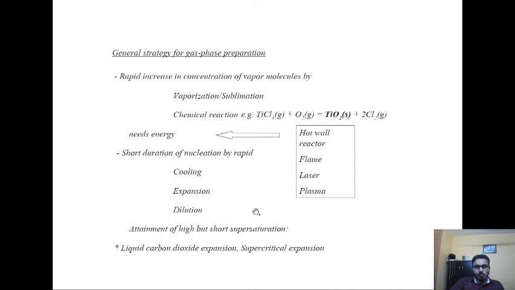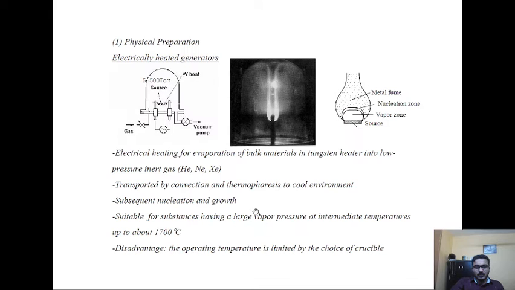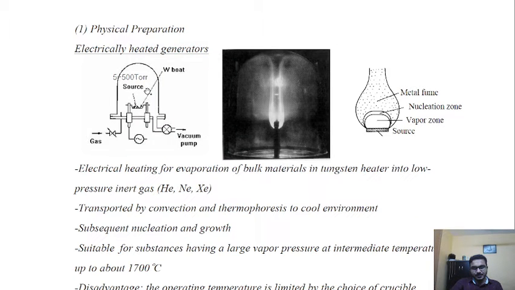And here we will move forward with our next topic, that is physical preparation. Here we have electrically heated generators. We will focus on this figure here.